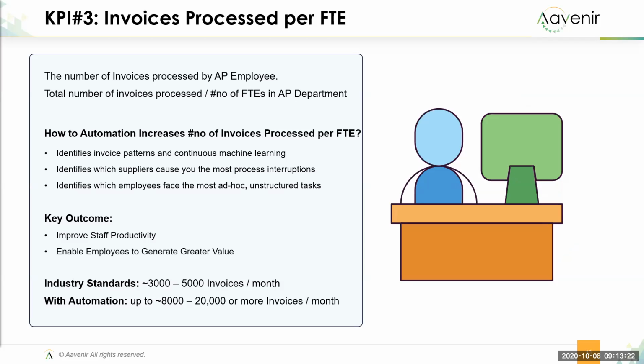Next KPI I want to talk about is invoices processed per FTE. Really, this is just a measurement of the efficiency of the AP staff. You can see the industry standards as compared to top performing companies leveraging automation tools. That's a really wide margin. Even just at 3,000 to 5,000 invoices per month, the industry standard is quite a wide margin. And the difference in that margin is a direct impact on your cost of operations, right? More efficient clerks essentially are producing processed invoices at a much faster rate.